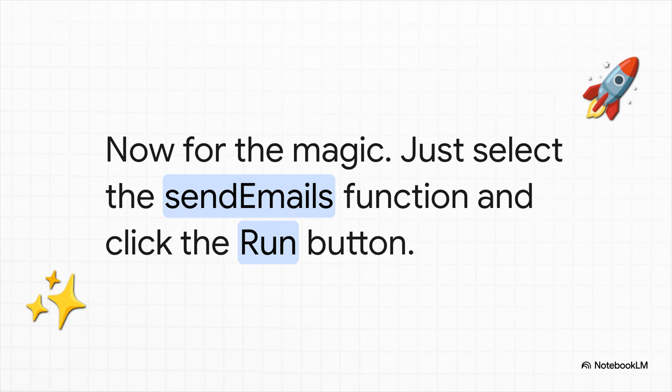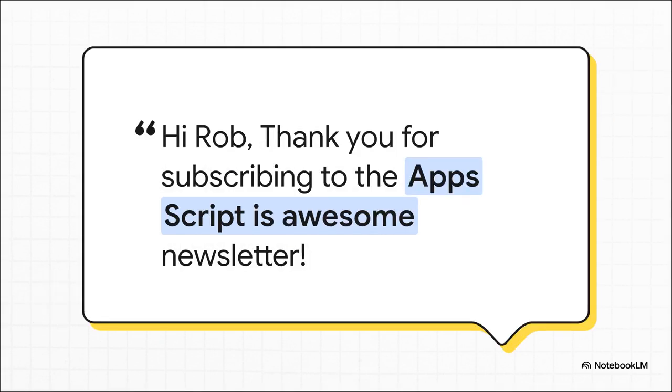After all of that simple setup, launching this entire powerful process comes down to this. You select that main sendEmails function we talked about, and you click one single button, Run. That's it. And just like that, boom, the script zips through your list and out goes the perfectly personalized email. You can see how double first name and double newsletter name have been flawlessly replaced with Rob, and Apps Script is awesome. I mean, come on, that is automation at its absolute finest. It's personal, it's powerful, and it's so efficient.